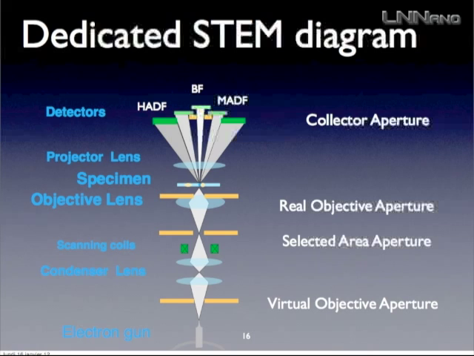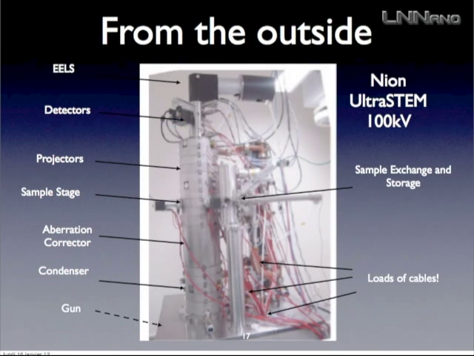So in a dedicated STEM, what will you have? You will have a gun, an electron gun, of course. You will have some apertures, which are a little bit different from the ones you may use in your microscope, but not so different. You will have condenser lenses like in a TEM, scanning coils, an objective lens, a specimen, of course, projector lenses, and a bunch of detectors. So let's look at a real one. The gun is here, as I said, then the condenser. Here it's an aberration corrector. It's a Nion machine. You have a sample stage with the objective lens here, some projectors, some detectors, and some EELS detectors.